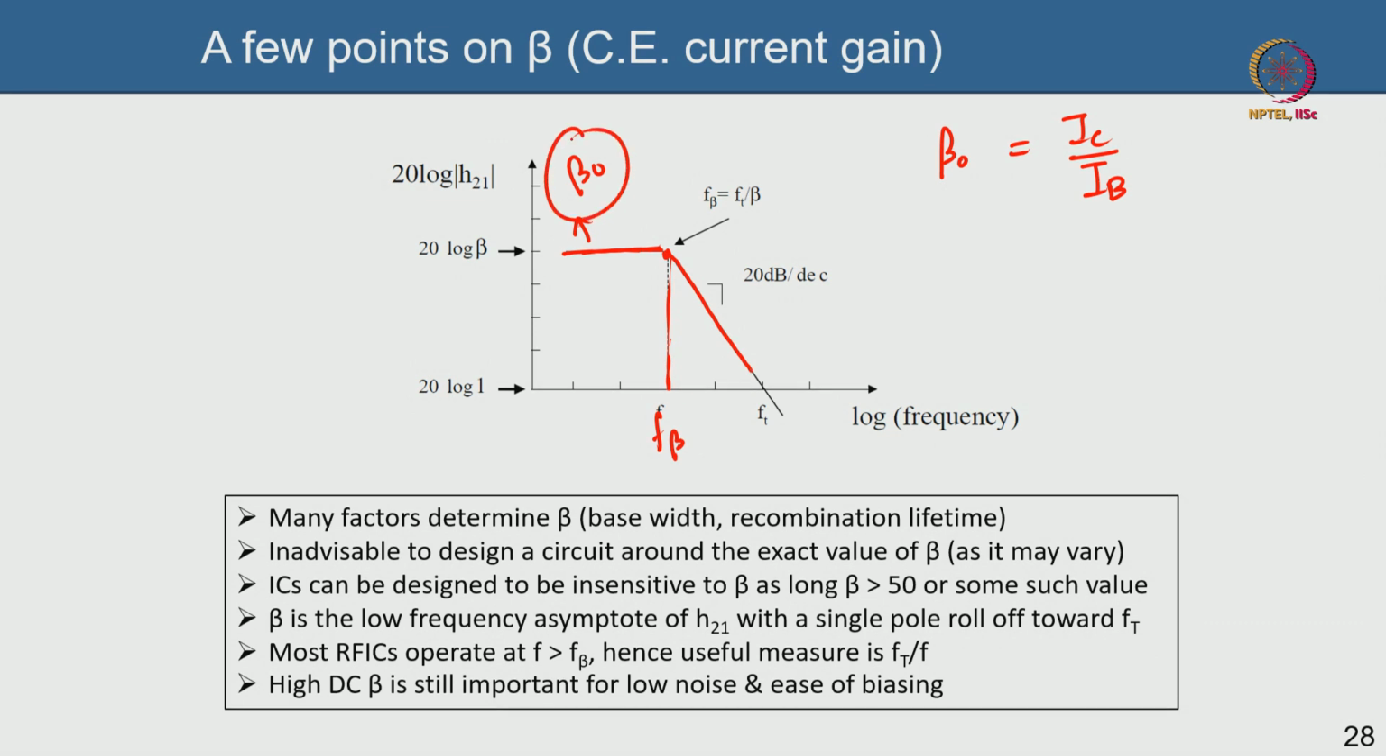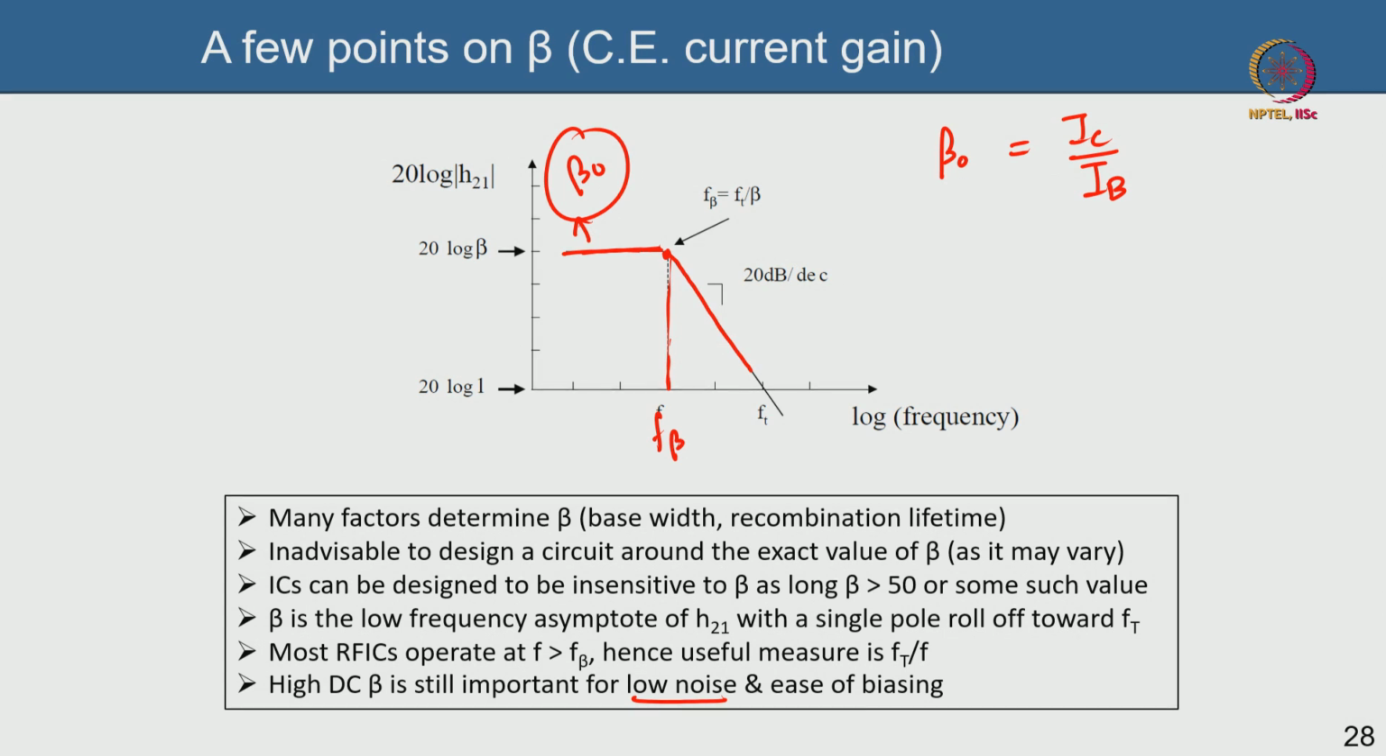This beta, the static beta, is also very critical, by the way. Okay. It is very important because it helps you to understand the biasing, how you will bias the device. It also helps for low noise, a high static beta naught is very important. Just because we are dealing with RF signal at high frequency does not mean the static beta is less important. Okay. It is very important.